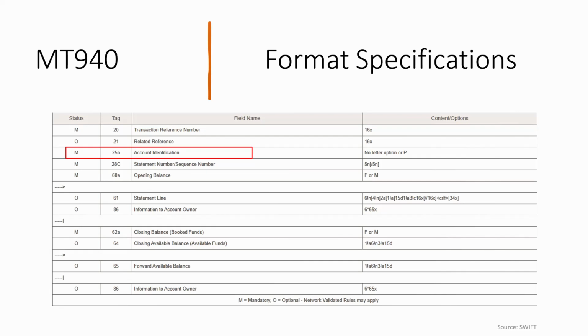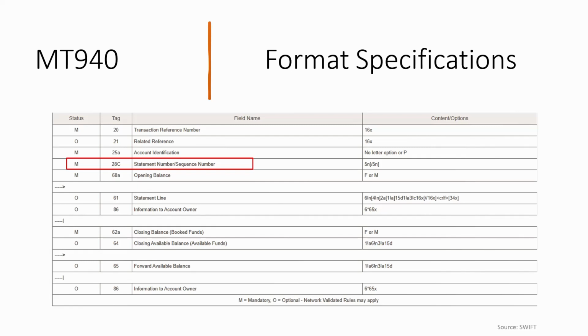Tag 25A is the account identification. This contains the bank account number of 18 characters. Based on this account number only, the EBS setup will be able to identify for which house bank account the statement is sent by the bank. Field 28C contains the statement number or the sequence number.